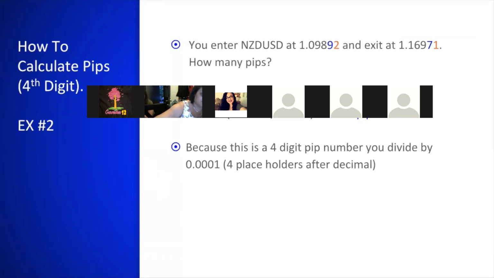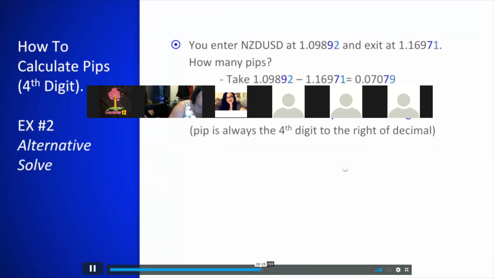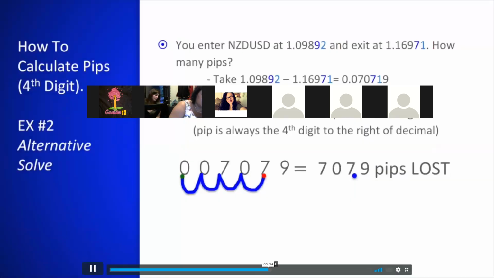Oh, okay. So real quick, we're going to fast forward to just the yen pairs because they work a little different. That's right. And you get 707.9. Isn't that so much easier? I can easily, now you have two ways, up to you.